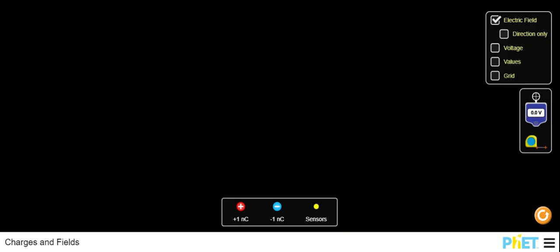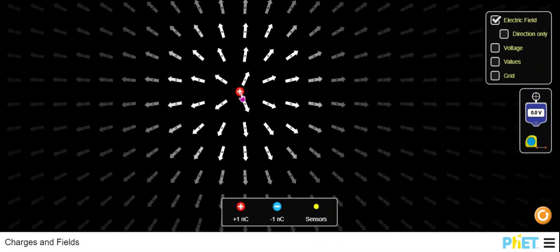So let's start off. I'm using PhET simulation. It's actually free, so you could go online too and get it and run some of these tests on your own. Okay, so this is a positive charge. First of all, we'll talk about some of the definitions that I gave you in your notes. Electric field. Electric field is the region around a charged particle.